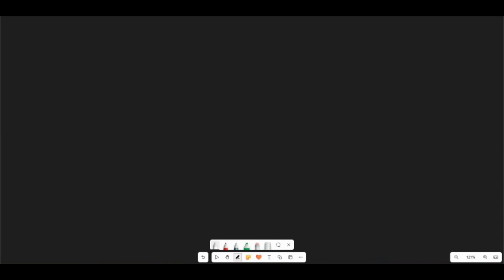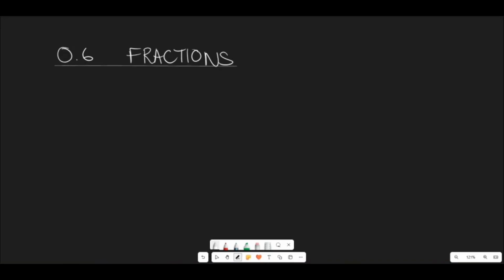Okay. So we are now on chapter 0.6, which is fractions. And this is my favorite chapter because it's the easiest chapter, even though people may struggle with it, right? But it is actually the easiest chapter. So the first thing that I'll teach you guys is simplifying fractions. This is what you always need to do when you get a fraction. You always need to try and simplify it, right? No matter what type of fraction you have, always try to simplify it to make it easier for yourself, right?